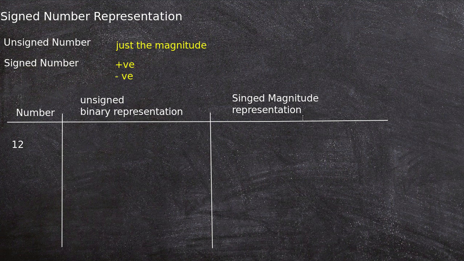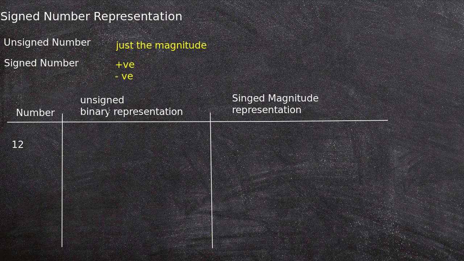There are other methods also, which are called signed complemented representations, that is 1's complement representation and 2's complement representation. We will discuss those in our next video. Now let us see the signed magnitude representation.